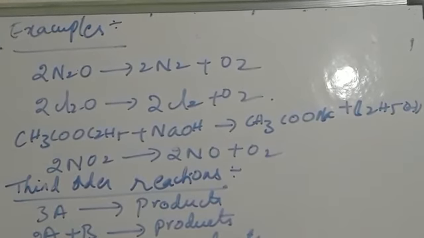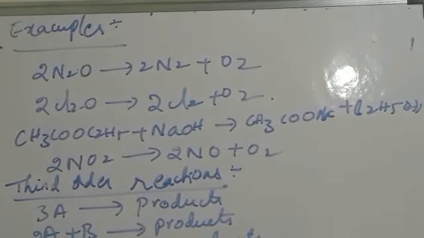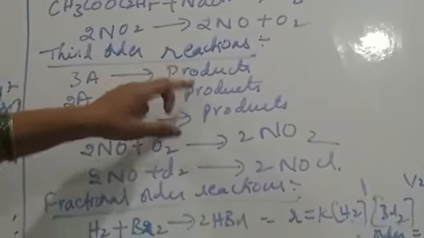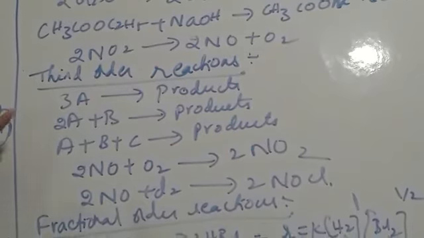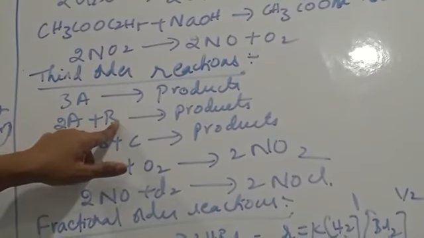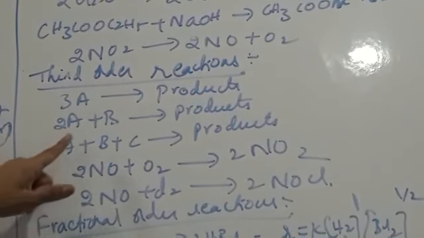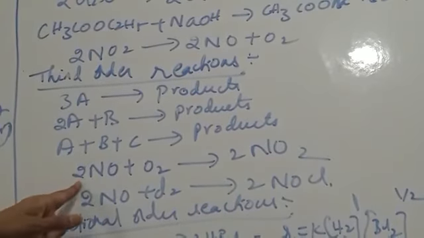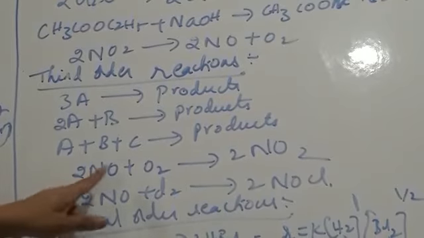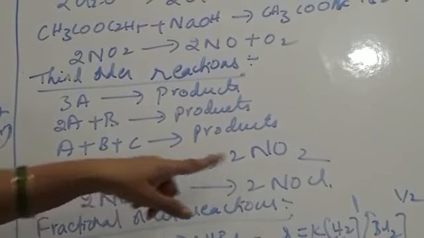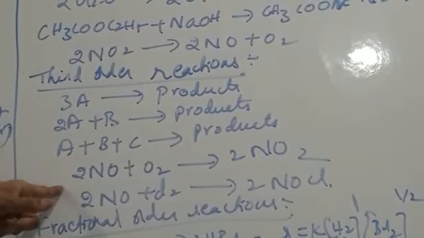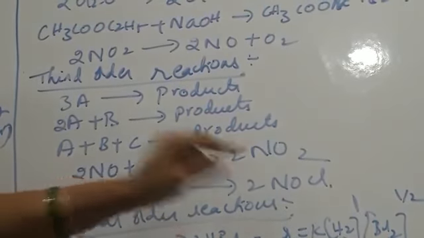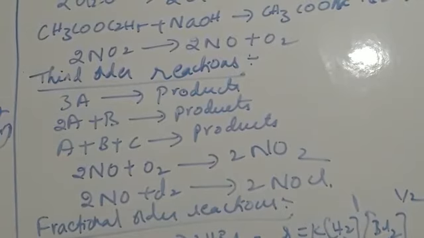Next, third order reactions. There are 3 types. 3A gives products, this is the first kind. 2A plus B, this is the second kind. A plus B plus C, this is the third kind. So, nitric oxide oxidation into nitrogen dioxide is a third order reaction. And nitric oxide with chlorine forms nitrosyl chloride, which is also a third order reaction.